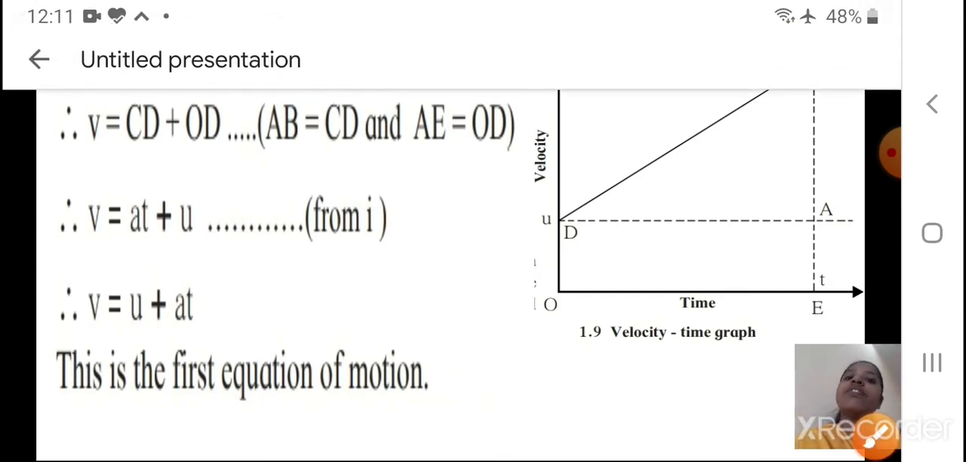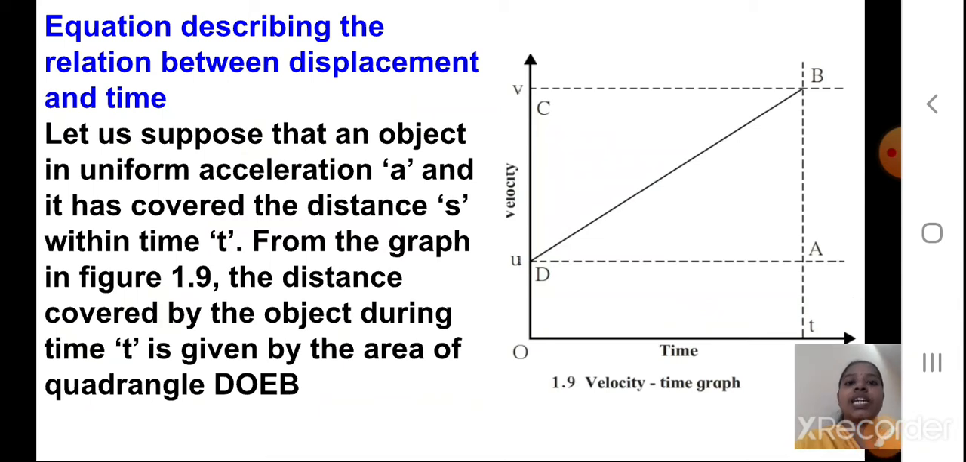The next part is our second equation. Now how to prove the second equation? The equation describing the relation between the displacement and time. Same graph we are using. Let us suppose that an object is in uniform acceleration a and it has covered the distance s within the time t. So you have uniform acceleration a, distance covered s, and time t.